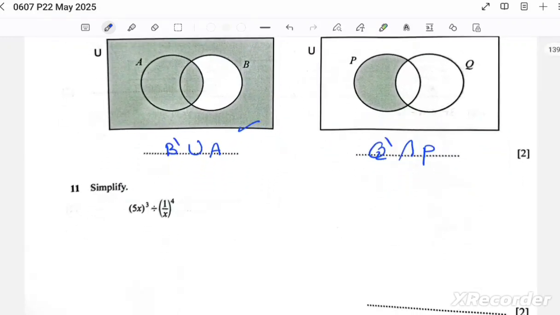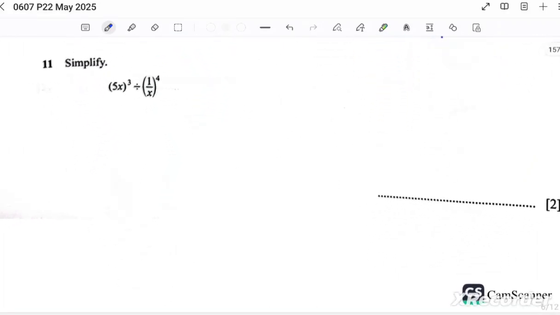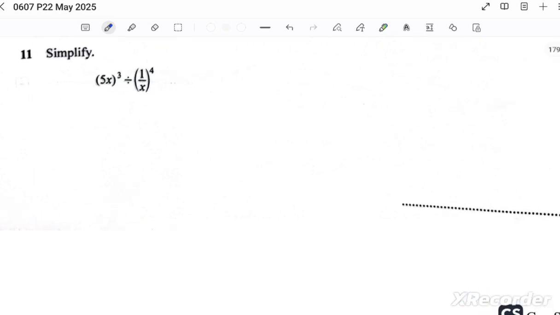Next question, question number 11. Here we talk about index. Let's solve it. This cube is for everything inside. Also, there is a popular mistake that students usually write just 5x cubed, but they forget that the 5 has to be cubed as well. So don't forget that you have the cube here.